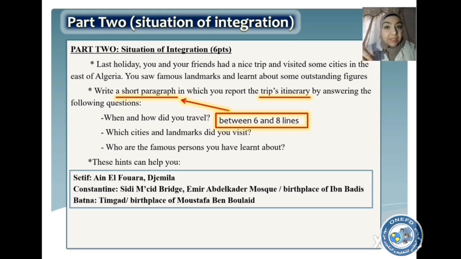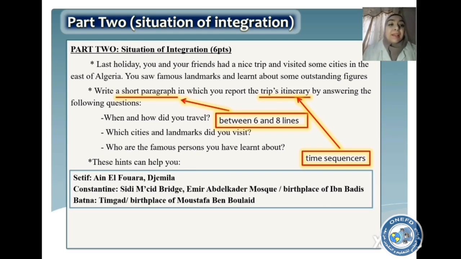We have seen this. To write an itinerary, what do we need? You need time sequences. First, then, next, after that, finally, all these. By answering the following questions, here the questions are just to help you organize or to help you know what you will write: when and how, the means of traveling, the time, which cities and landmarks did you visit, and who are the famous persons you have learned about.